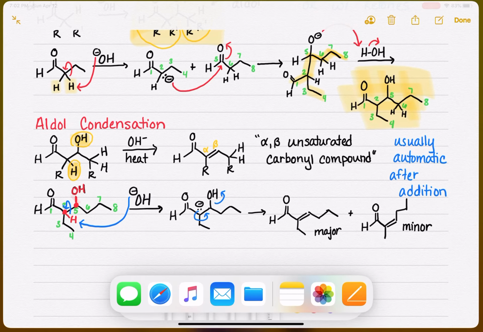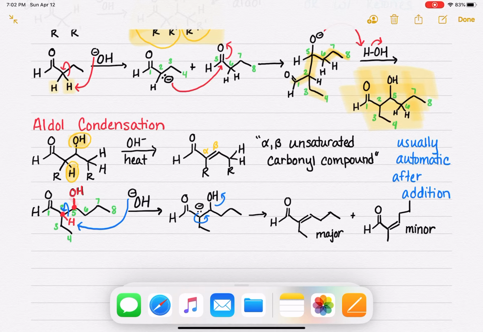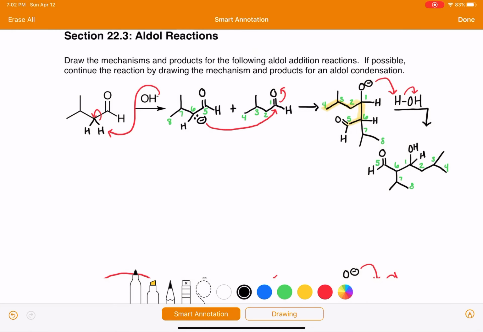So let's go back to the worksheet and see if we can do condensation on the addition reactions that we already drew. So here's where we are. This says, if possible, continue the reaction by drawing the mechanism and products for a condensation. So if it's possible, let's do condensation on these guys. First we have to decide if it's possible.